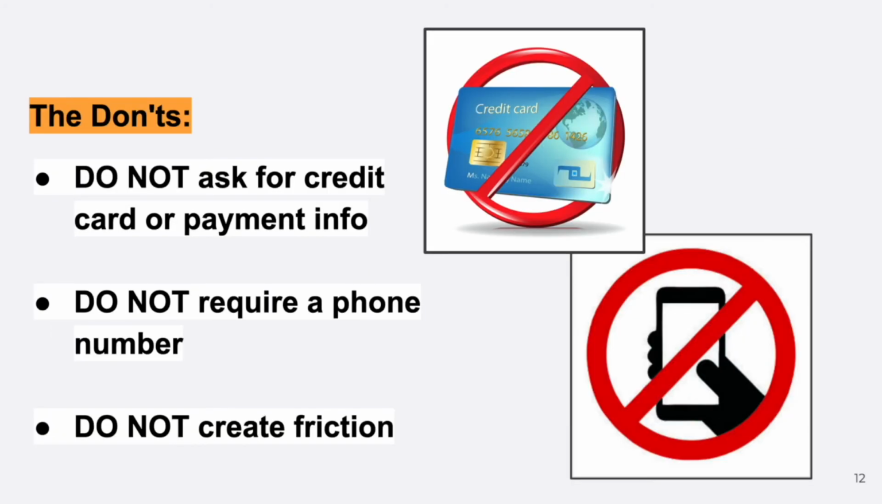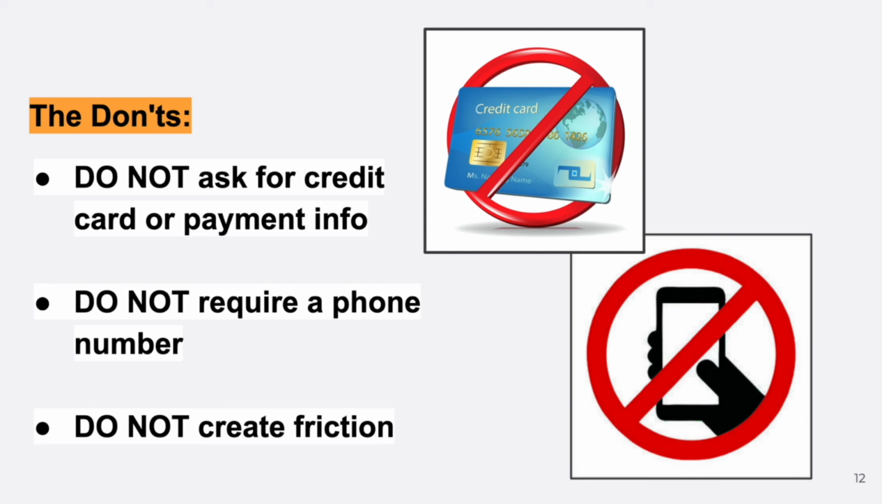Here's what to avoid. Do not, under any circumstance, ask for credit card information or require a phone number. These are non-negotiables. Also, don't include too many extra steps that would create friction. Remember, we want redemption to be quick and simple. Save the onboarding, upselling, and extra questions for after the AppSumo code has been redeemed and the user has been confirmed access.